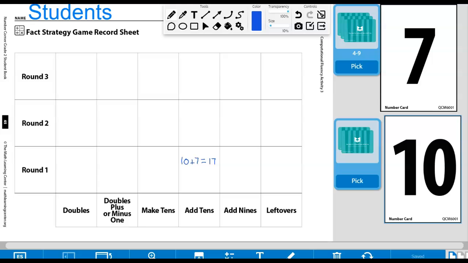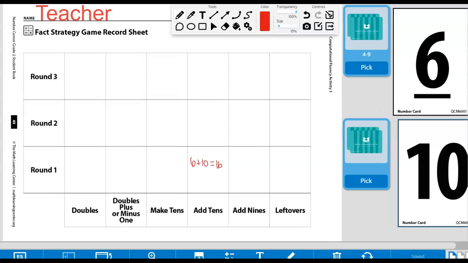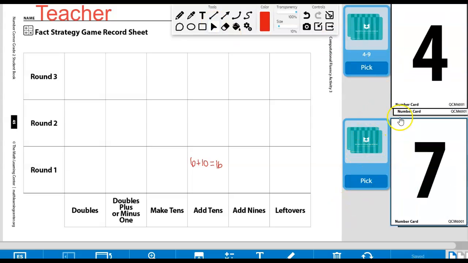Now we each have an add 10 fact so far. We each have one of our 6 filled in. Let's go back to my turn. Remember, you don't need to write this down as I pick my 2 new cards. I've picked a 4 and a 7. Now I'm going to look at all my facts on the bottom.